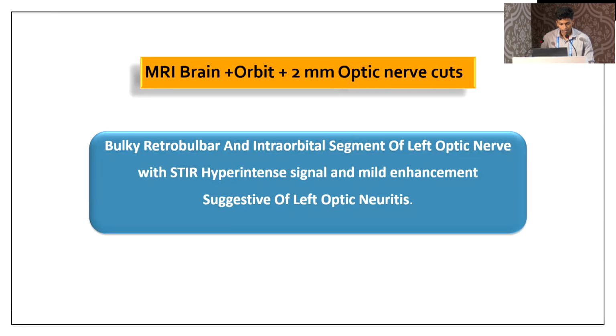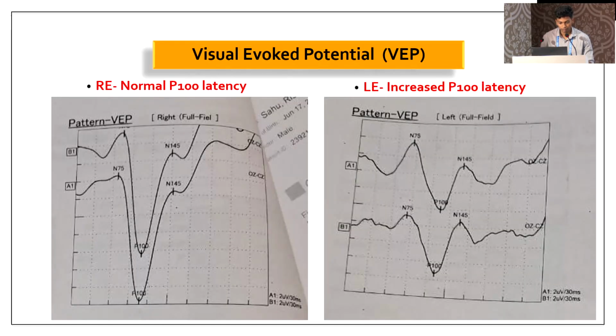So the MRI brain orbit 2 mm optic nerve showed bulky retrobulbar and intraorbital segment of left optic nerve with still hyperintense signal and mild enhancement suggestive of left optic neuritis. VEP showed right eye with normal P100 latency, and left eye showed increased P100 latency.